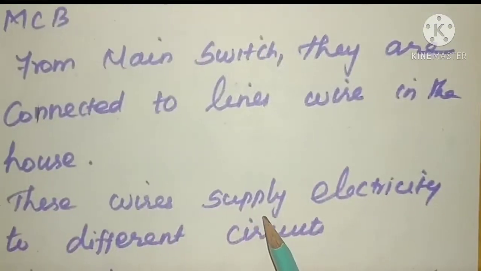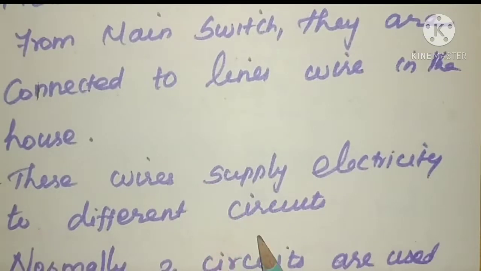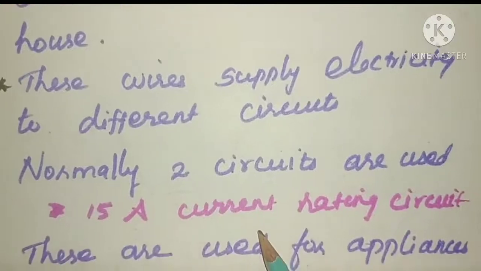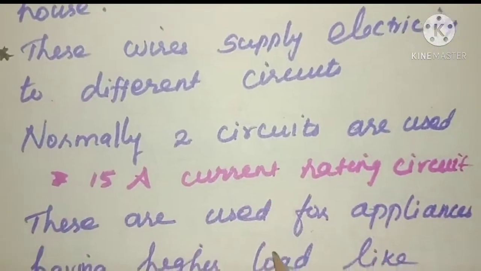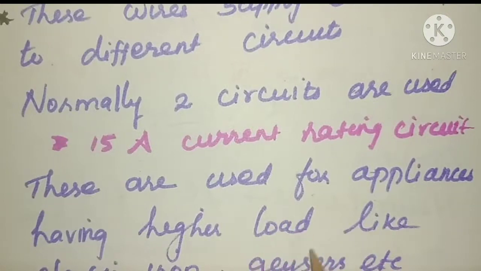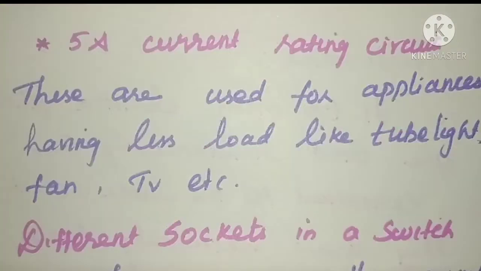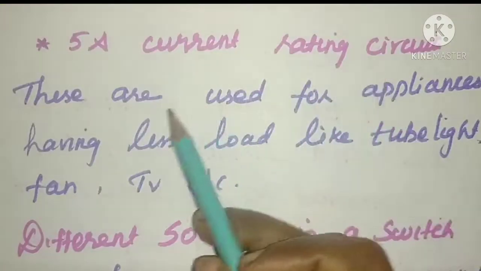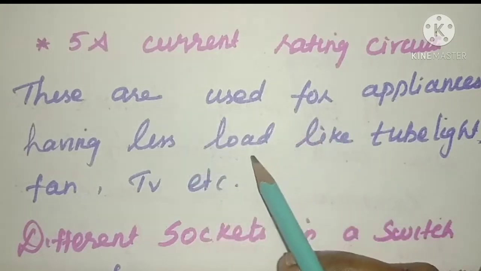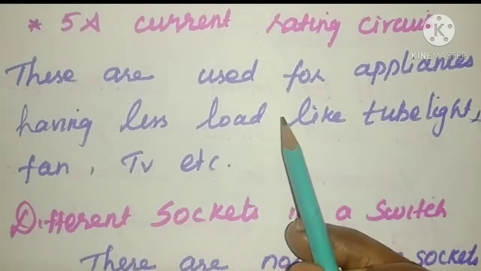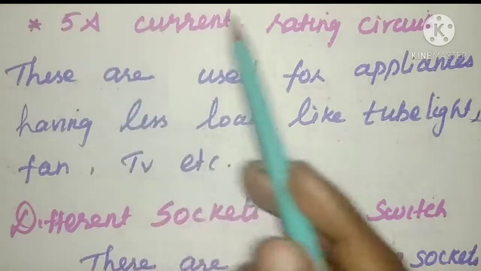These wires supplying electricity normally have two different circuits. One is the 15 ampere current rating circuit, used for appliances with higher load, like electric iron, geysers and air coolers. The second is the 5 ampere current rating circuit, used for appliances having less load and low power consumption, like tube light, fan, TV, etc. For these, only the 5 ampere current rating circuit is required.